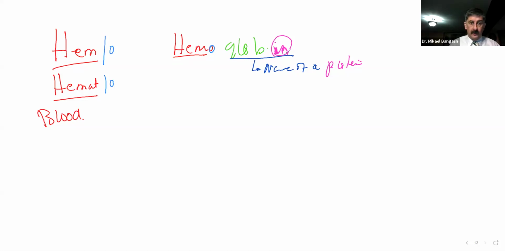So what is that going to be? The color or the pigment of blood is known as hemoglobin. We can check another one with hem, and of course, all combining with O.